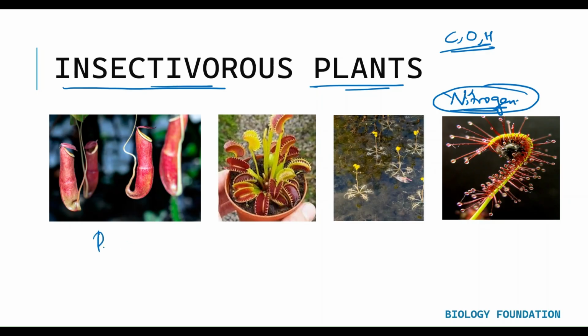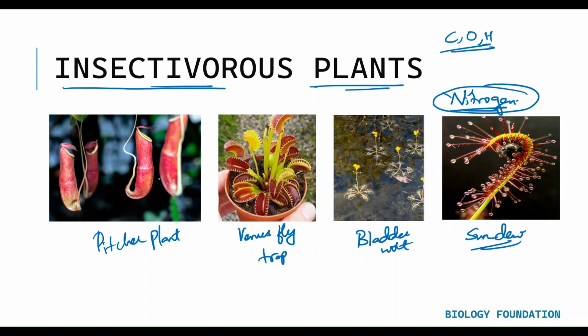You can see here the pictures of the plants. This is the Venus flytrap. This is bladderwort, and this is the sundew plant.